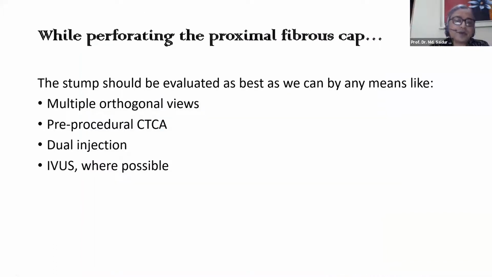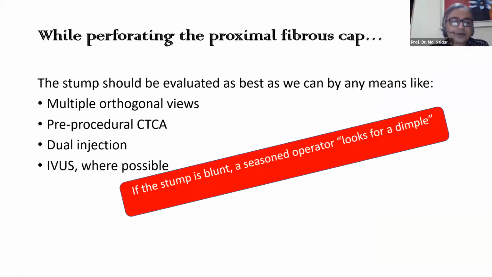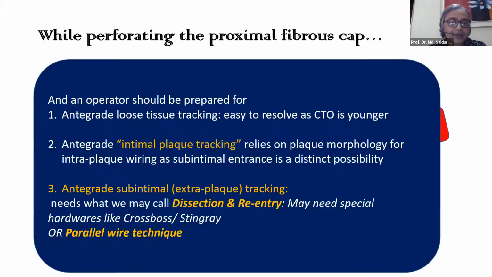While perforating the proximal fibrous cap, the stump should be evaluated as best we can by any means, like multiple orthogonal views. Pre-procedural CTCA is sometimes very helpful, and dual injection, obviously, as I have said, and IVUS also. I have shown one case there. A seasoned operator, while seeing all the views, always looks for a dimple, and sometimes you can find a dimple when the stump apparently looks blunt or ambiguous.